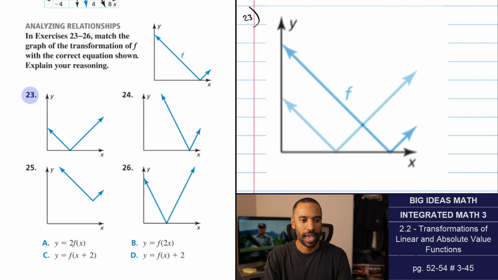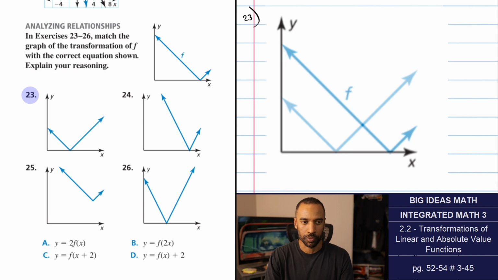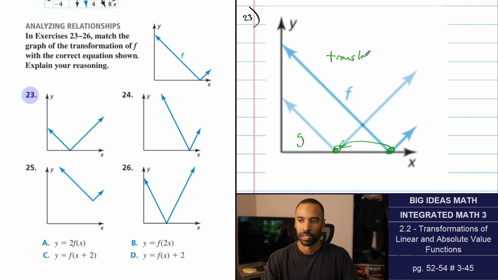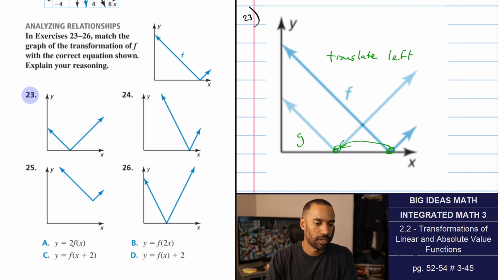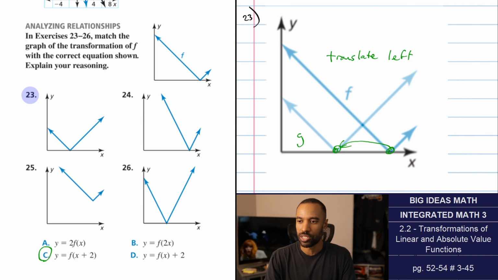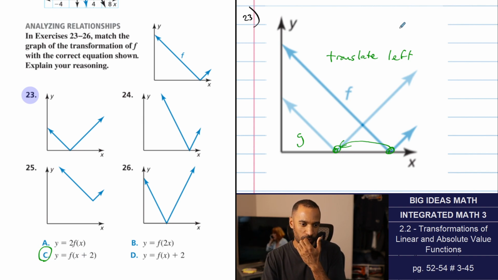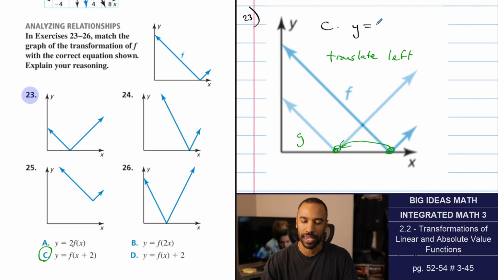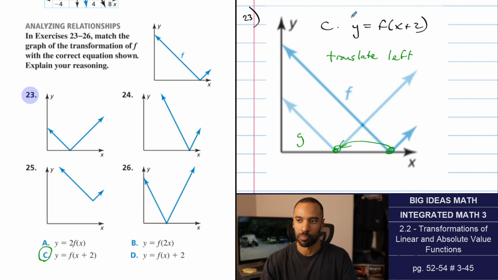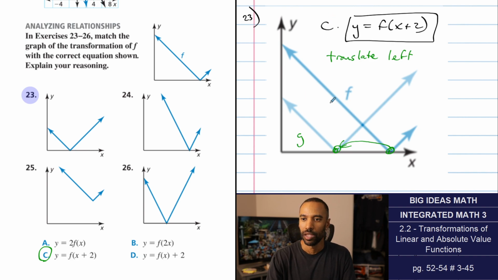So the original was f, and I'll mark the other one G. So what's the difference between this guy and that guy? Looks like it's just a translation. We take this, pick it up, and move it over. We translated some amount of units to the left, which means we have to affect the inside of your function with a plus of some sort. So we're looking at option C. Option C would be it because it's the only one that has an inside translation. So that's option C, y equals f of x plus 2. Translate left is my explanation, by the way. All right, that's number 23.